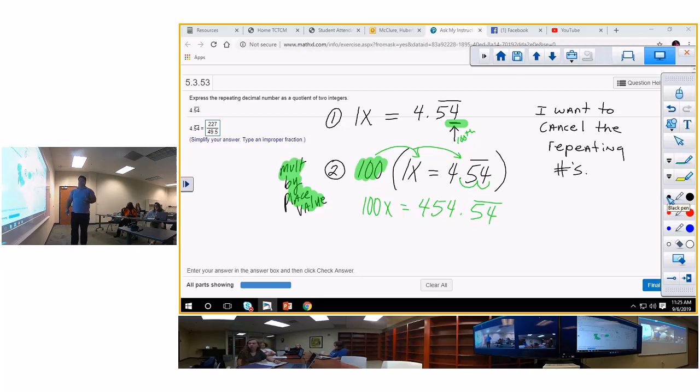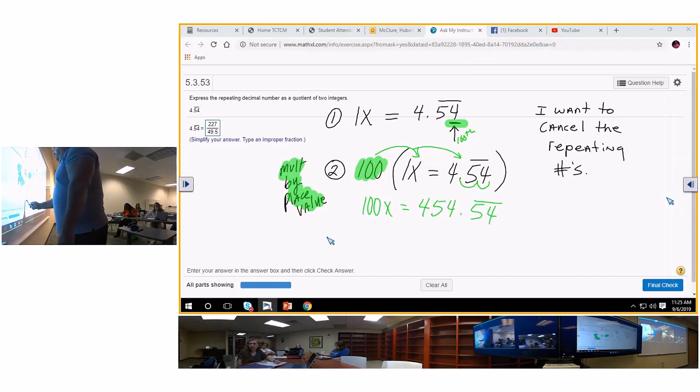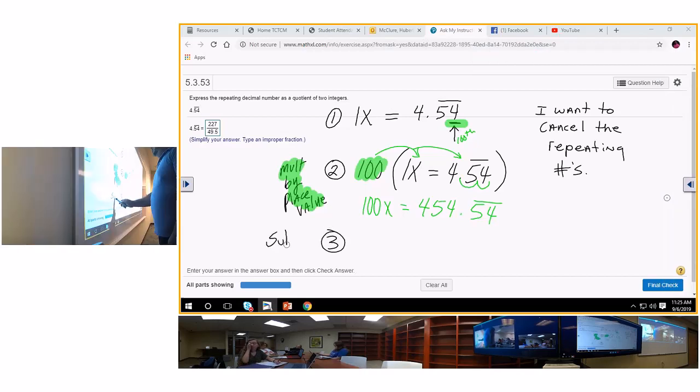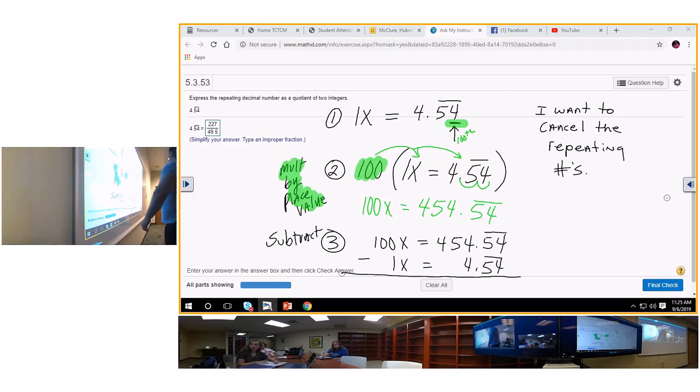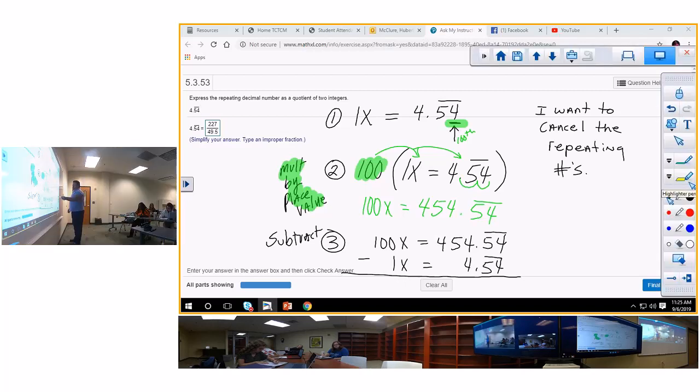Now, number 3. Subtract. So I got 100x is equal to 454.54, and I'm going to subtract my original 1x is equal to 4.54, and somebody tell me what's going to happen with my repeating decimals. It's going to cancel out. They're going to cancel out, and that's what you wanted to do.